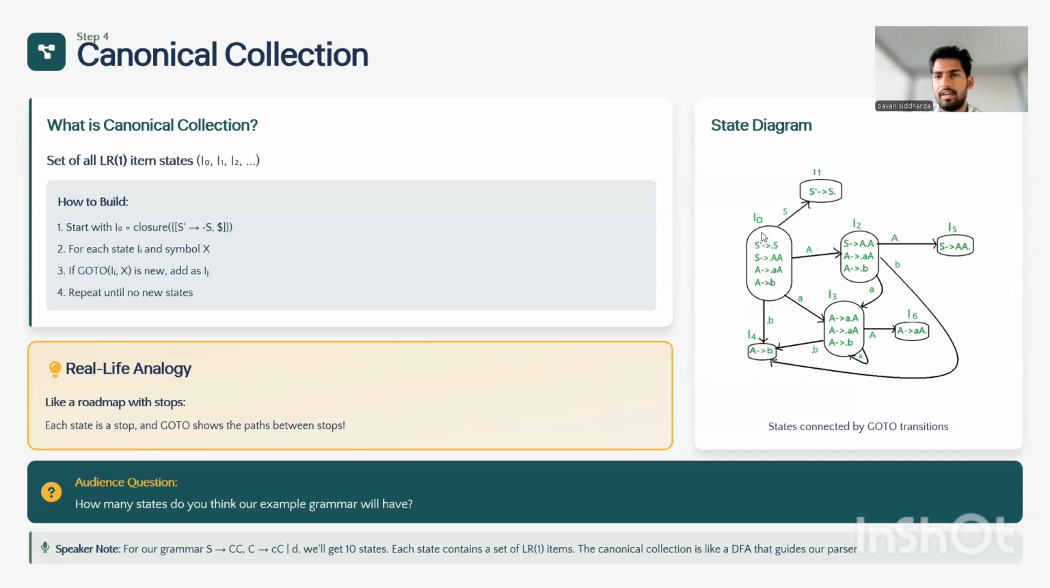So you can see here, I0 with S gives rise to I1, I0 with A gives rise to I2, I2 with A gives rise to I5, and I2 with B gives rise to I4. You will get a state diagram like this. This is called the canonical collection.